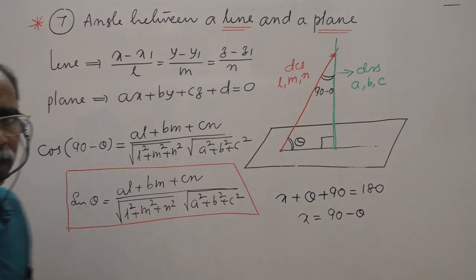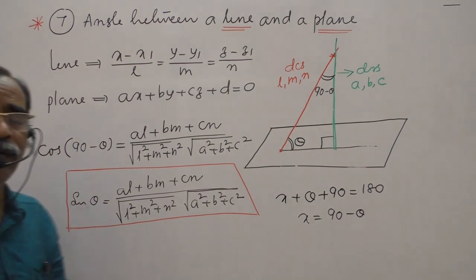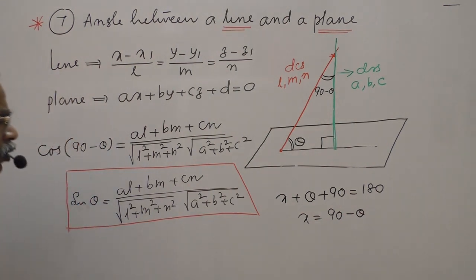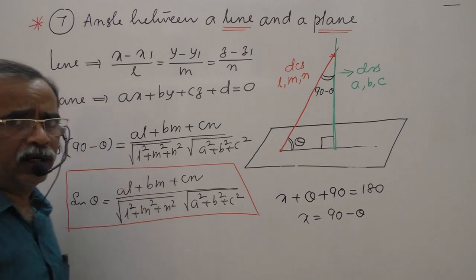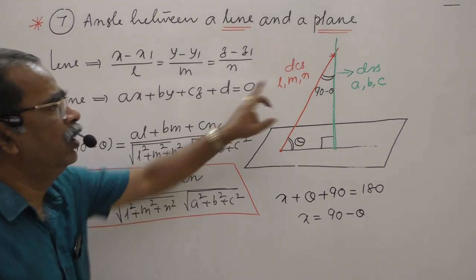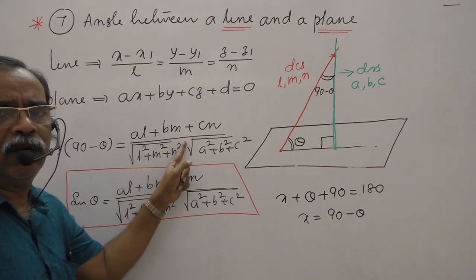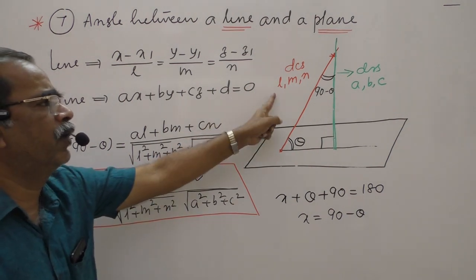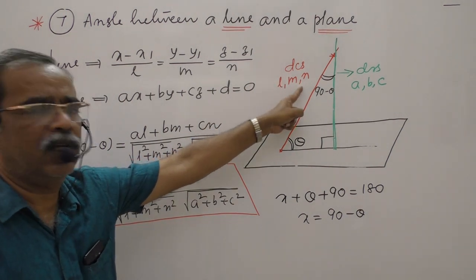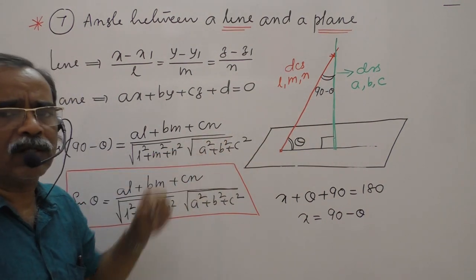Yes, once again, here the concept is important. This is the angle between a line and a plane. What is there on the right side? It is the old formula only. For these we have applied a1 a2 plus b1 b2 plus c1 c2 divided by the square root of a1 square plus b1 square plus c1 square, times the square root of a2 square plus b2 square plus c2 square.